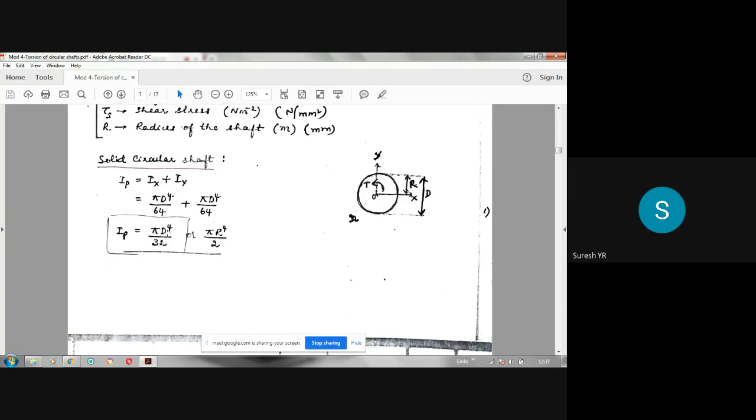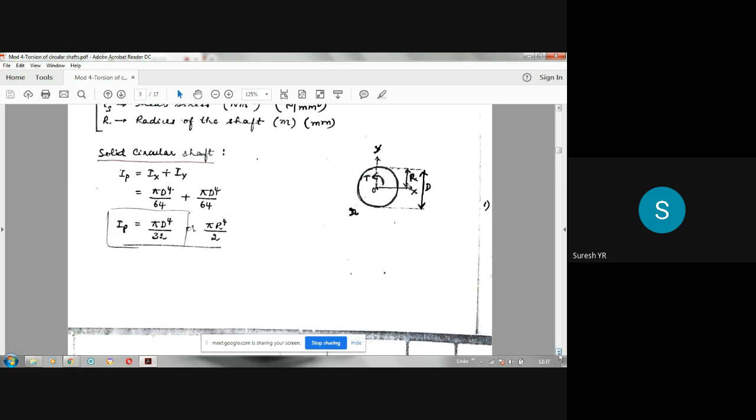Or if you put diameter equal to 2 times r, it will be simplified to pi r power 4 by 2. So if they give diameter, you can convert to radius and use this. If you put d equal to 2r, 2 to the power 4 is 16, and 16 divided by 32 is half, so 2 will be in the denominator. So pi d power 4 by 32 or pi r power 4 by 2 is the formula for polar moment of inertia, IP, for a solid circular shaft.